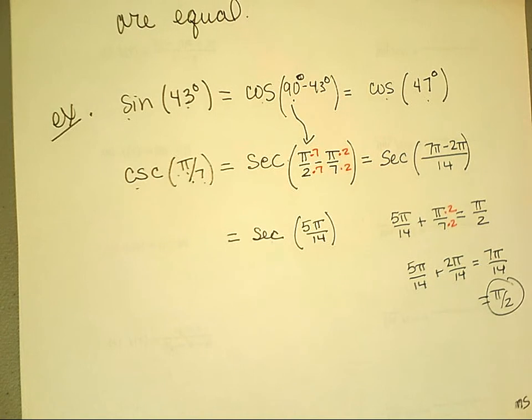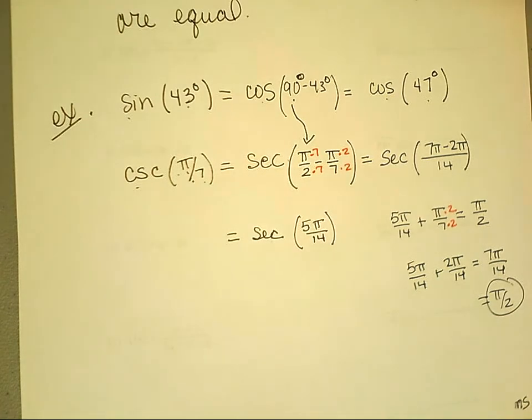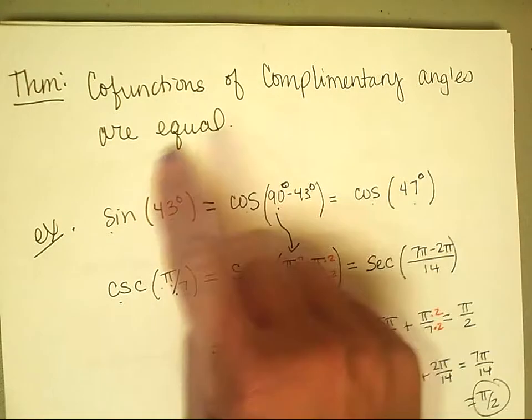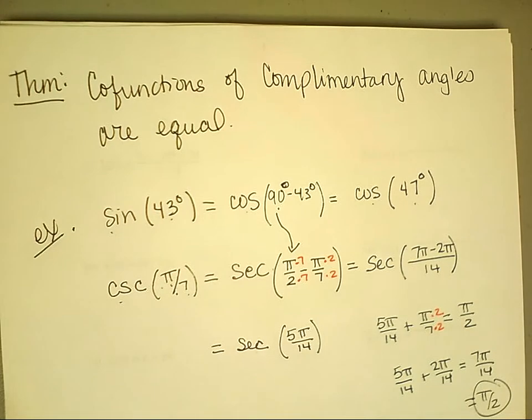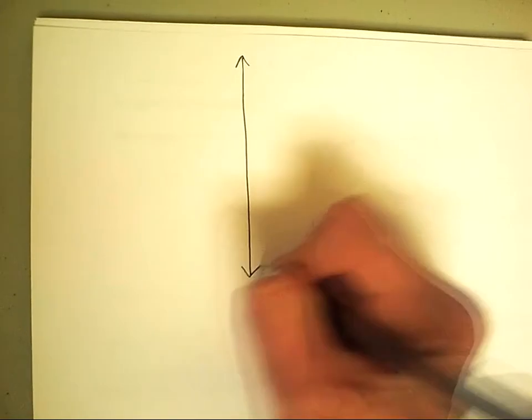So there are going to be questions in your homework and some on the exam that will ask you these both in radian measure, testing whether you know the theorem that cofunctions of complementary angles are equal. Okay. Now, let's think about what this could mean if we put it in the Cartesian plane, the xy plane.